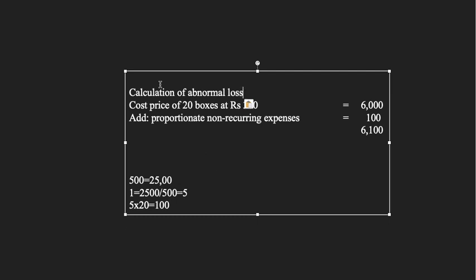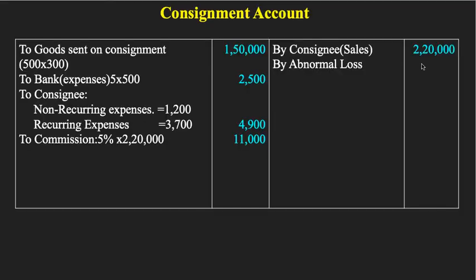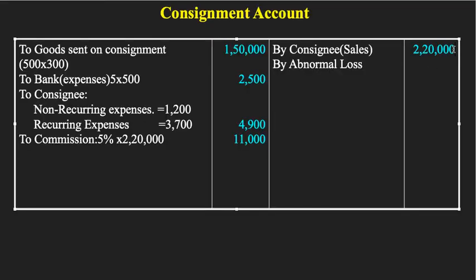So what we are going to write down there is by abnormal loss, how much? 6,100 rupees. So here is our consignment account. So here we are going to take by abnormal loss 6,100 rupees. You can make a note here as working note number 1. After that, by consignment there is some stock because he is selling only 440 boxes, right? So we are going to write down here by consignment stock. We are going to find out the value of this. Let us go for working note number 2.